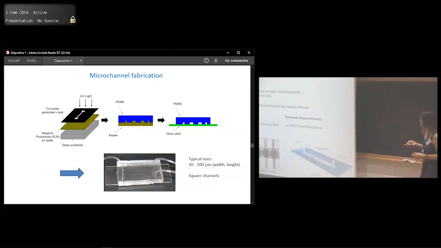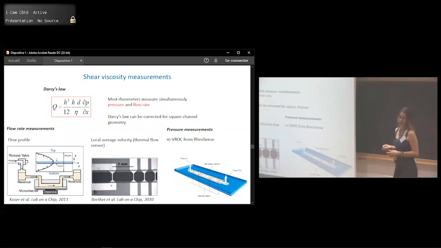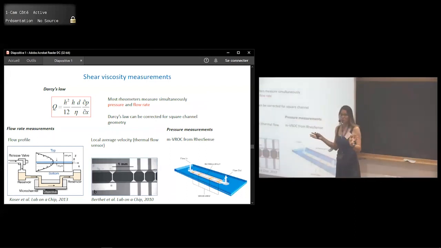So let me start with some examples on measuring just viscosity using these channels. And this is what I already told you. So it's the standard way, as in the porous flow, just we adapt the equations to a square channel. We measure flow rate and we measure the pressure gradient. So there are different ways to do that. Maybe let me just start with this one.